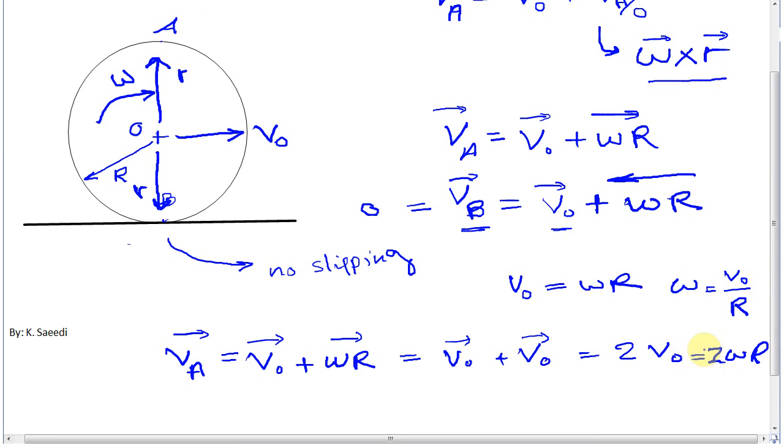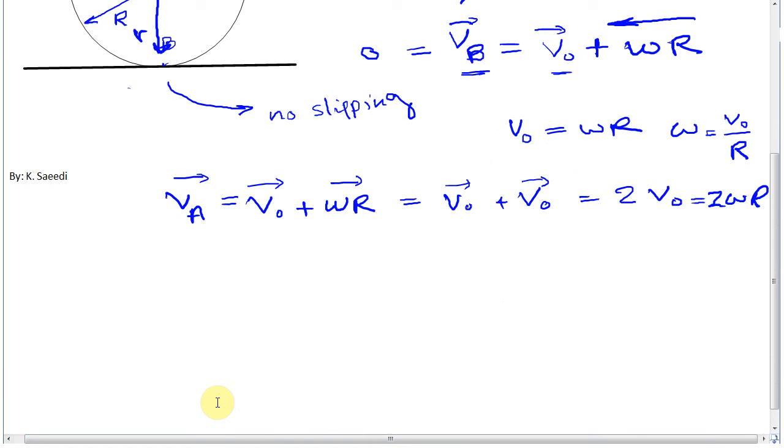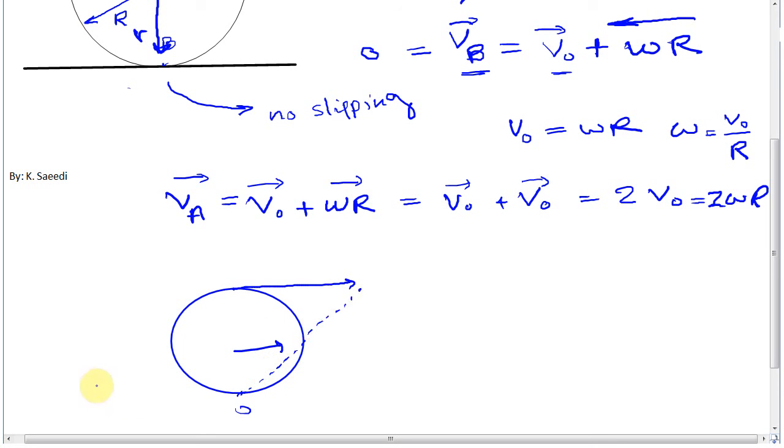Just to finalize this problem, I'm going to show a diagram like this. Usually for a disk like this, we can say that the velocity here at the bottom is 0, the velocity here is VO, the velocity here is 2VO, and we can show them by something like a triangle like this.